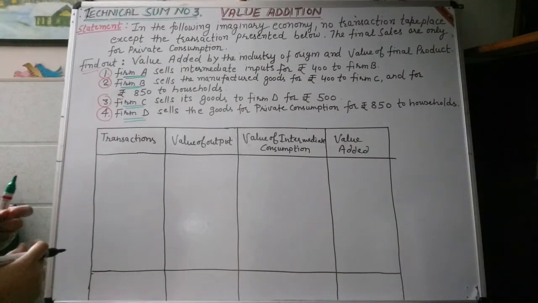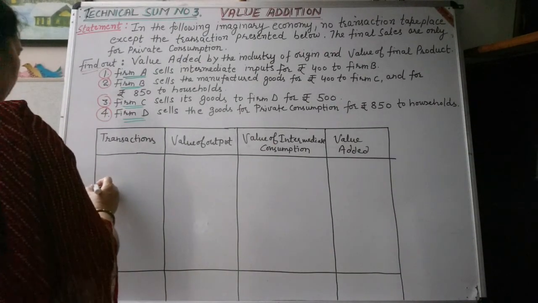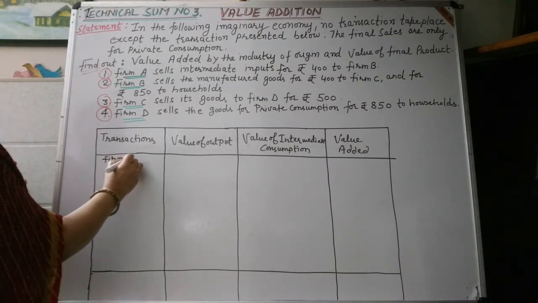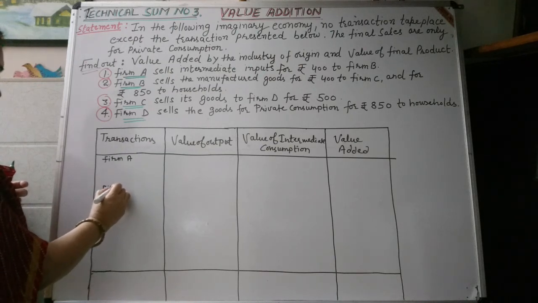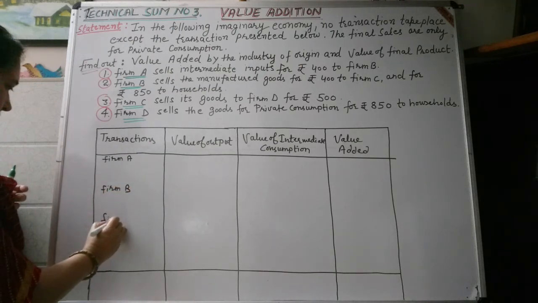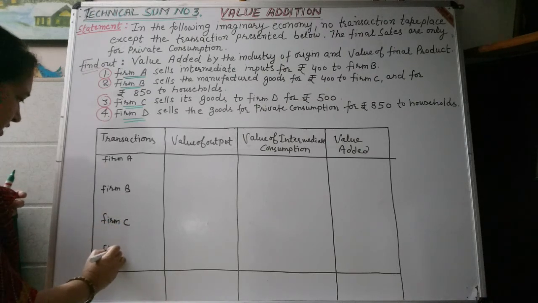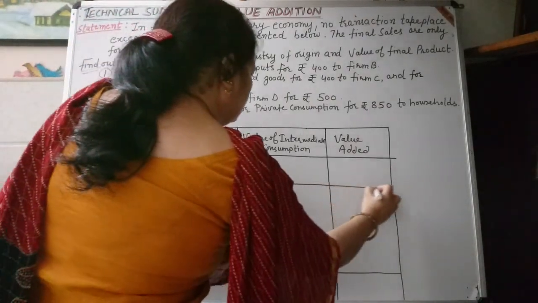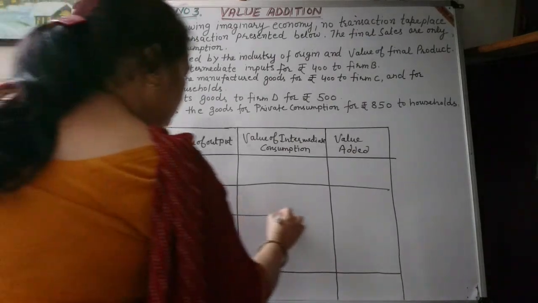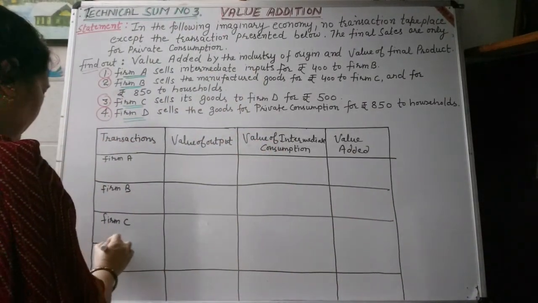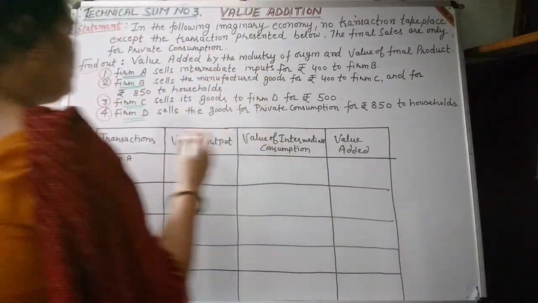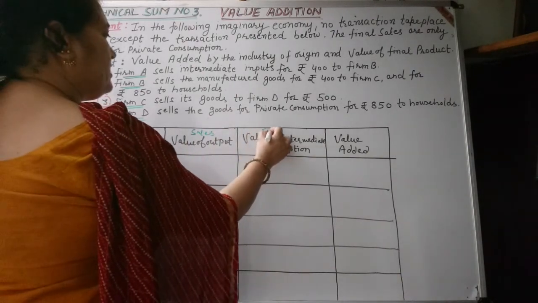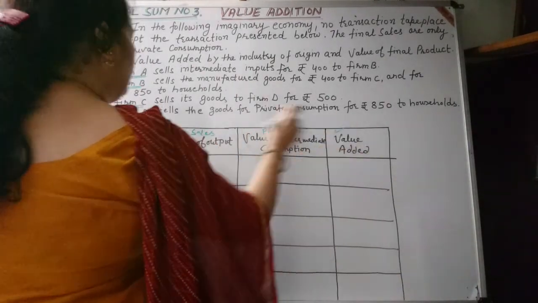The concept is based upon double counting. How can we avoid the problem of double counting? First of all, firm A, then firm B, firm C, and last one is firm D. We will calculate value addition by each firm. Actually, this is sales, purchase and this is value addition.